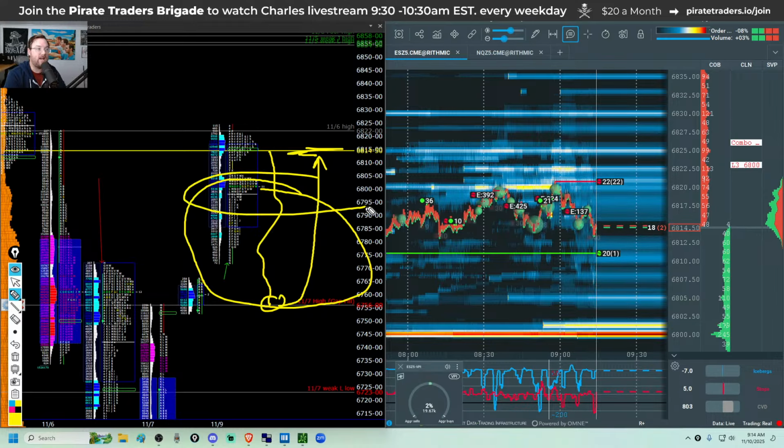So I can buy 6,800, that area there, if they find support, and I can buy any of the support below once it passes back through the opening price, but I would not be interested in buying it on the dip. That's a really important nuance.